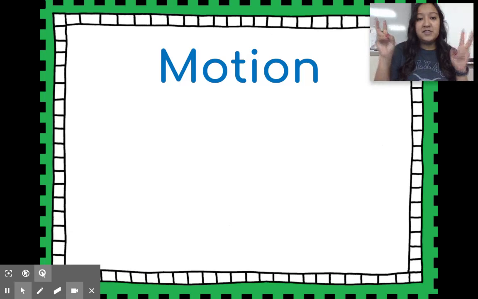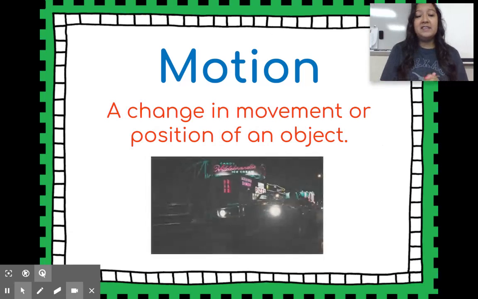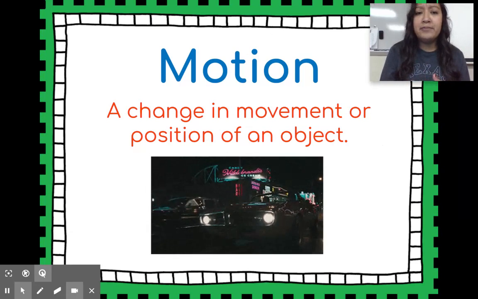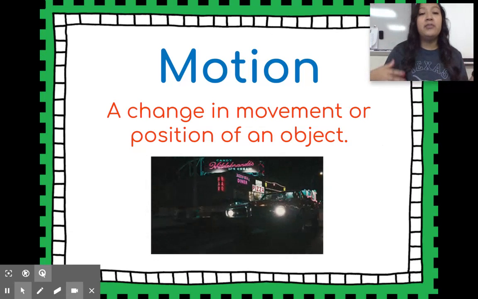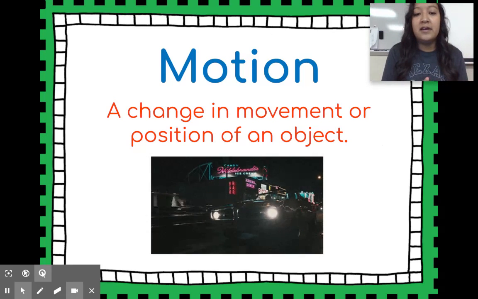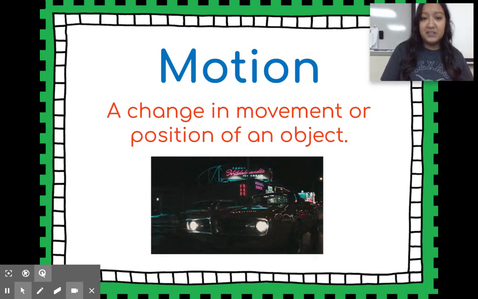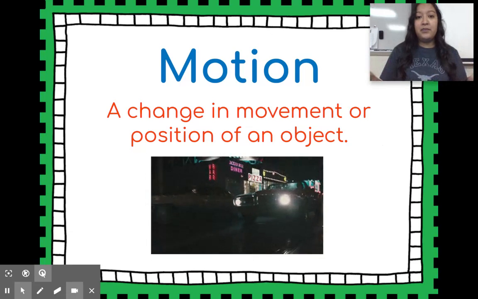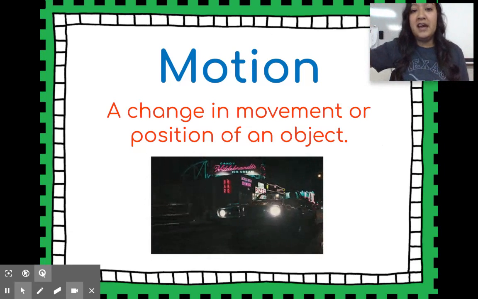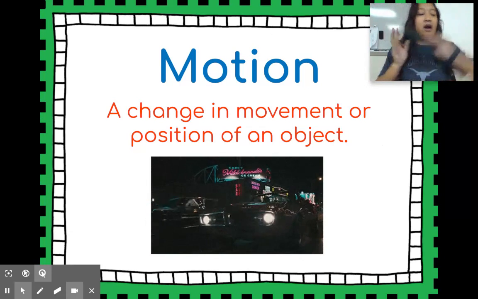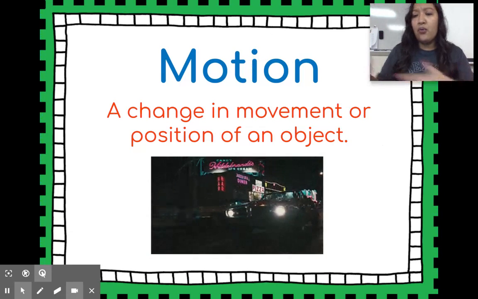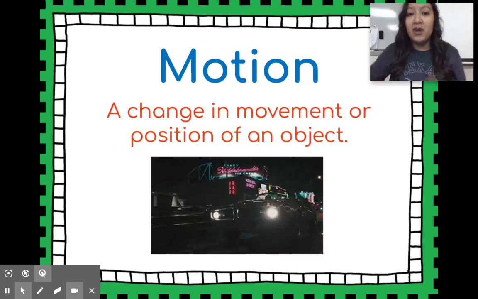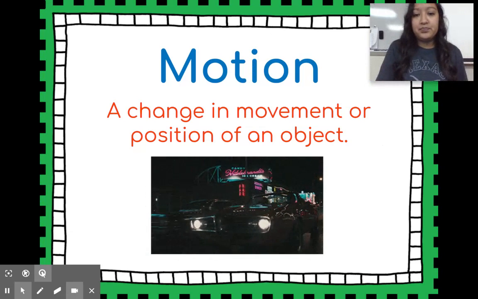So here's a simple scientific definition for motion. Motion is a change in movement or position of an object. You probably put something about how motion is movement, but it's also a change in position. For example, I could say that my phone, which is right here on my desk, I could move it to another place on my desk. So motion could be like you're moving an object from one place to another. So that's motion.